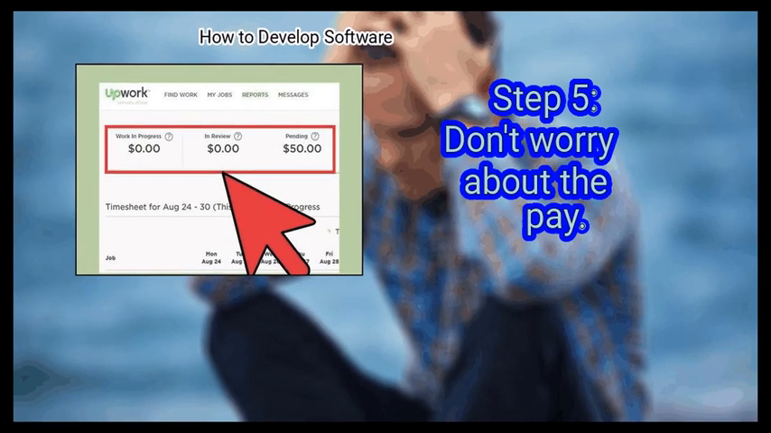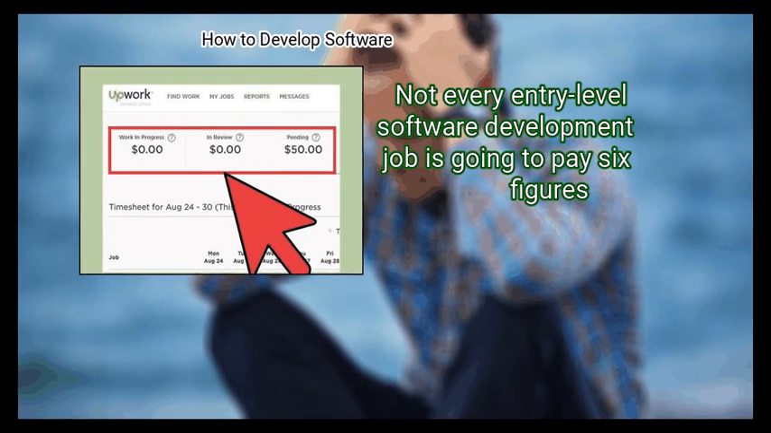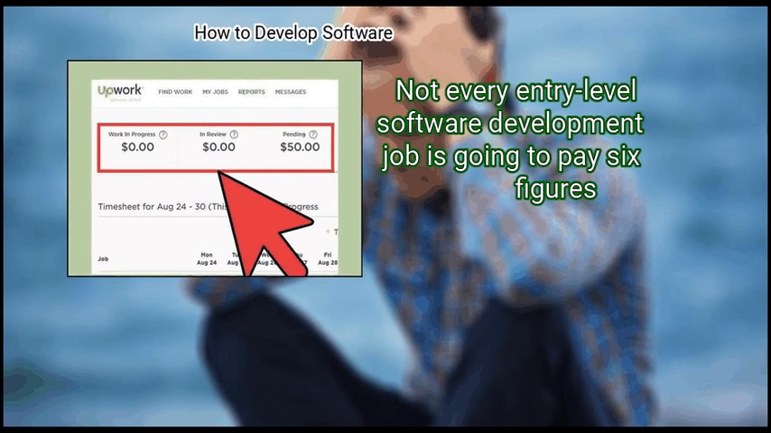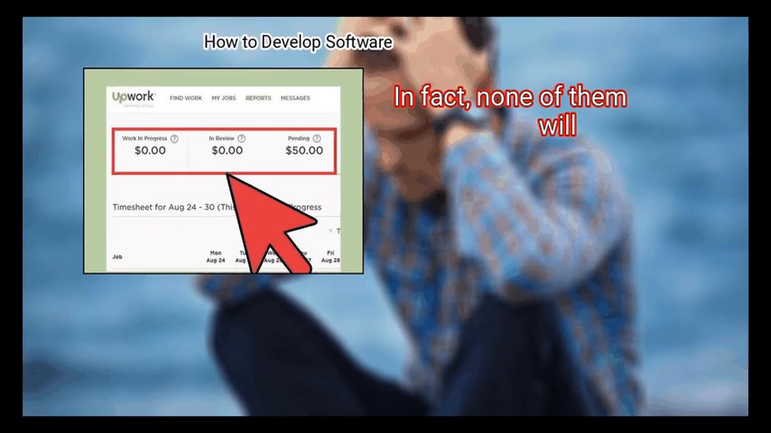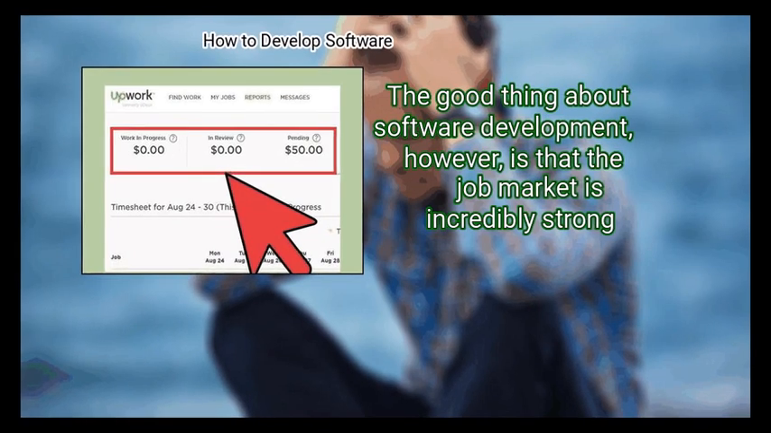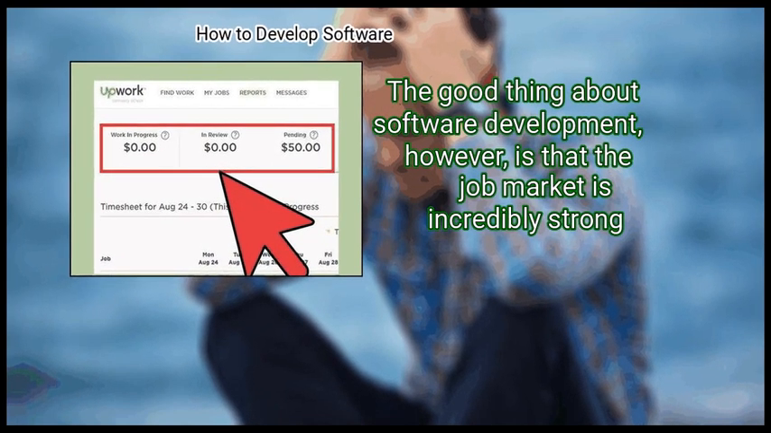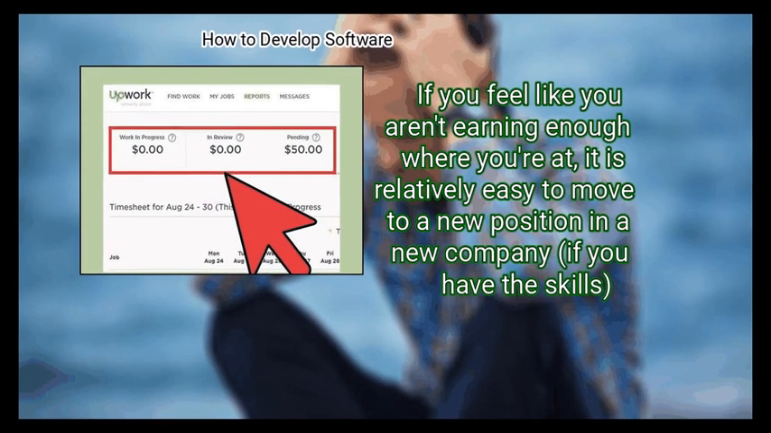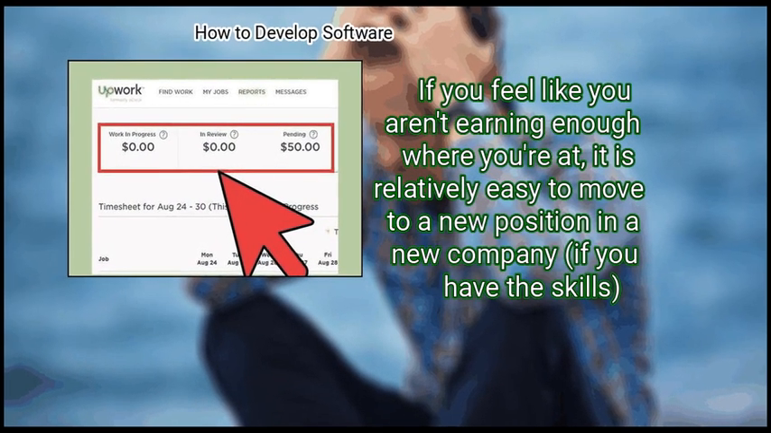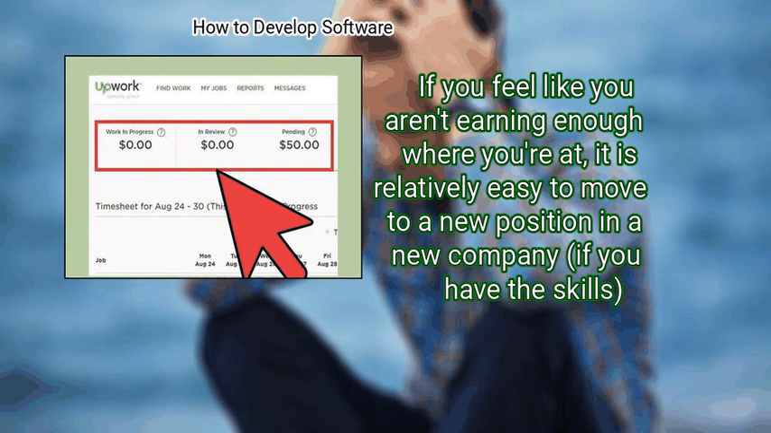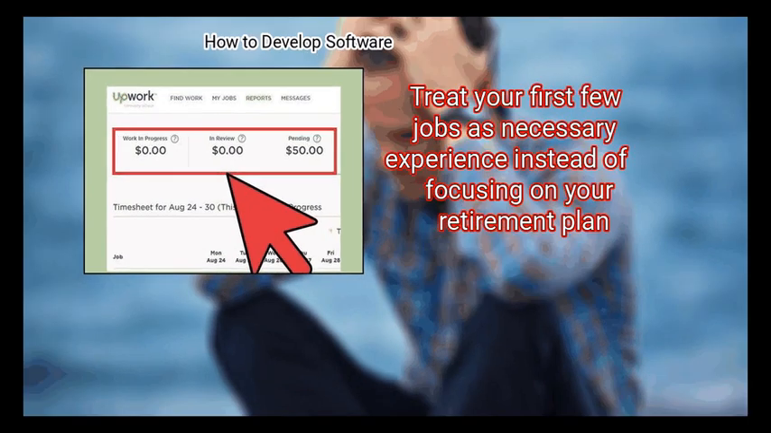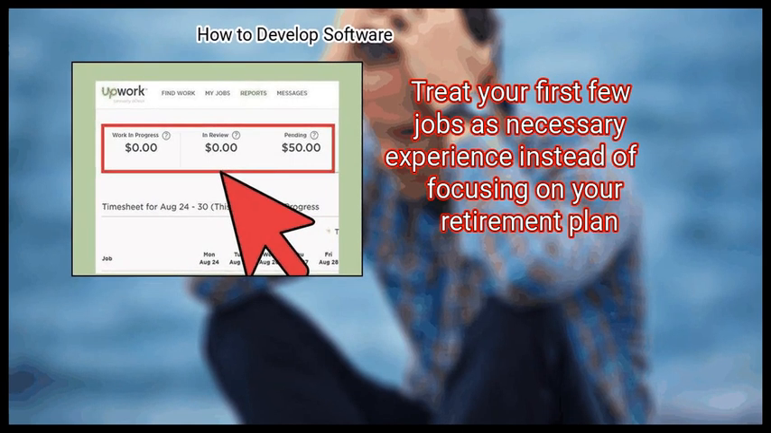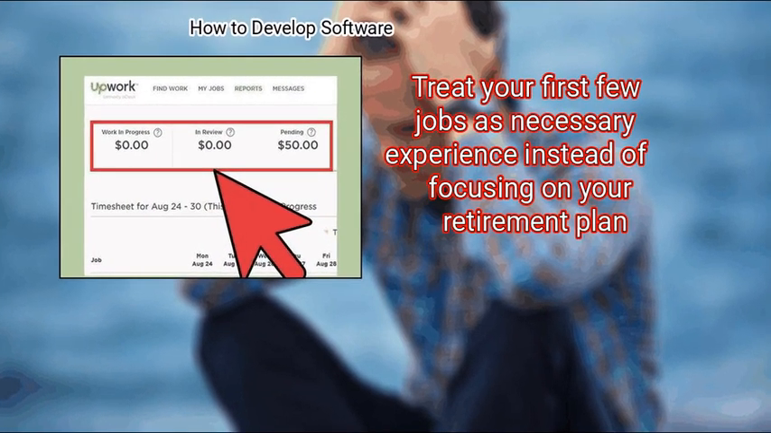Finally, don't worry about the pay. Not every entry-level software development job is going to pay six figures. In fact, none of them will. The good thing about software development, however, is that the job market is incredibly strong. If you feel like you aren't earning enough where you are at, it is relatively easy to move to a new position in a new company. If you have the skills, treat your first few jobs as necessary experience instead of focusing on your retirement plan.